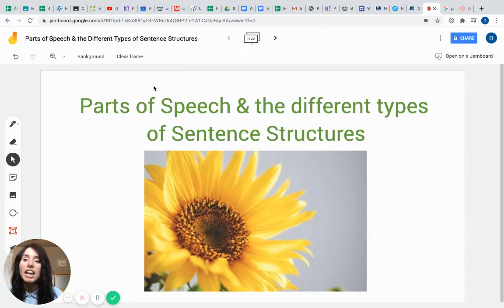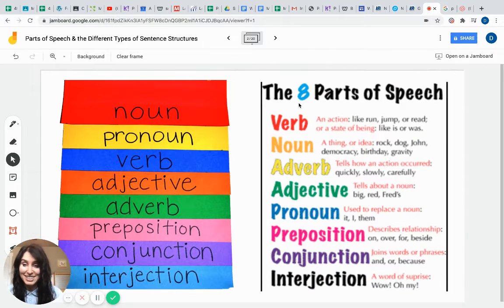Okay, moving on. Next question is how many parts of speech do you think that there are? Go ahead and show me with your fingers. Do you think there's two parts of speech, 4, 5, 8, 10, 20? Show me with your hands, and I'll show you the correct answer. The answer is 8. So if you chose 8, you nailed it.